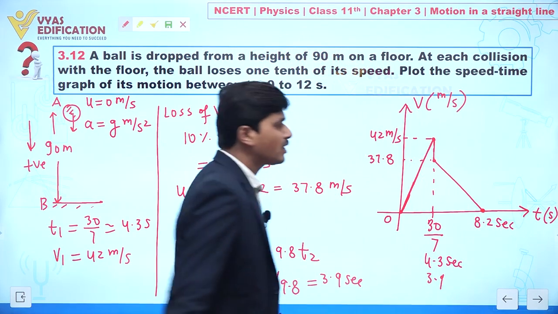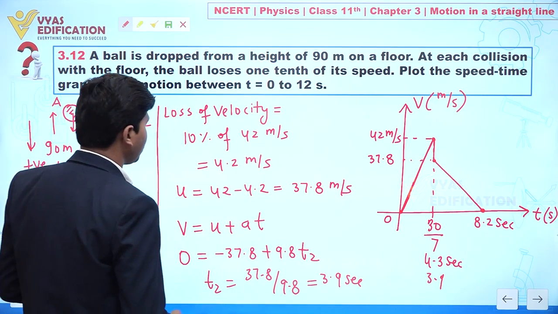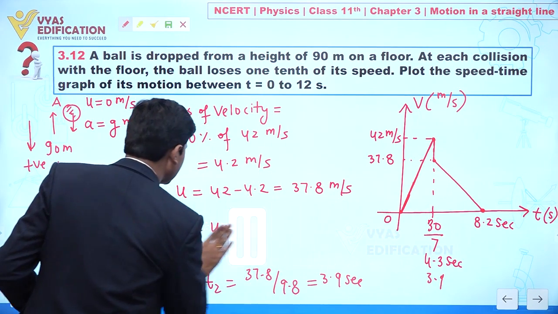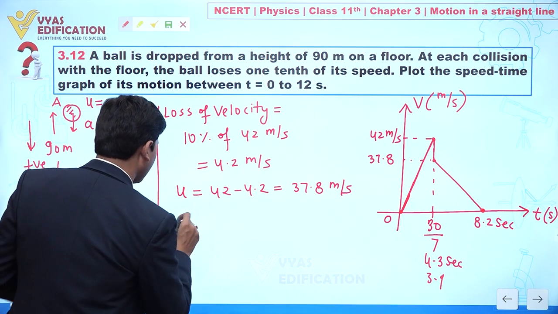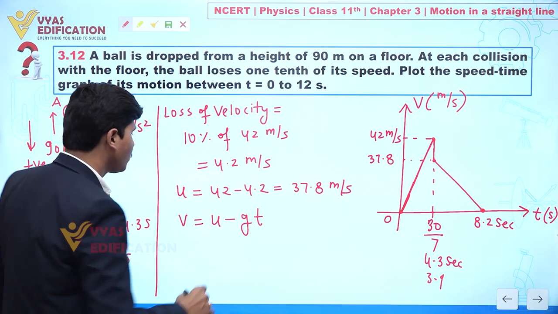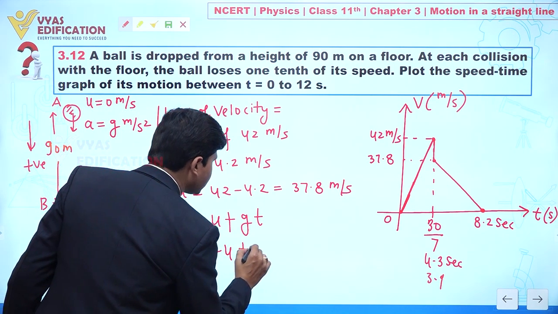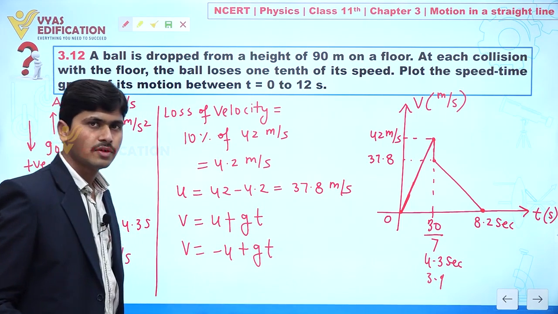Now here we will find a negative slope. Why negative slope? Because if we write the general expression of velocity, we can write v equal to u minus gt, or v equal to minus u plus g into t.